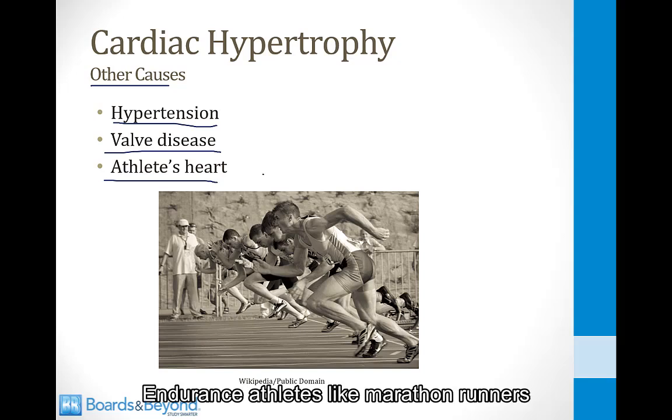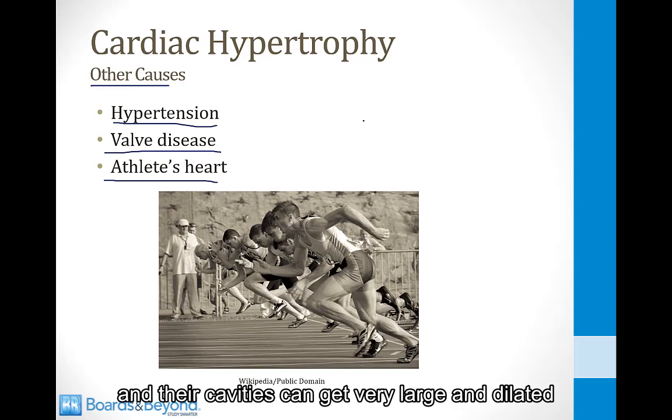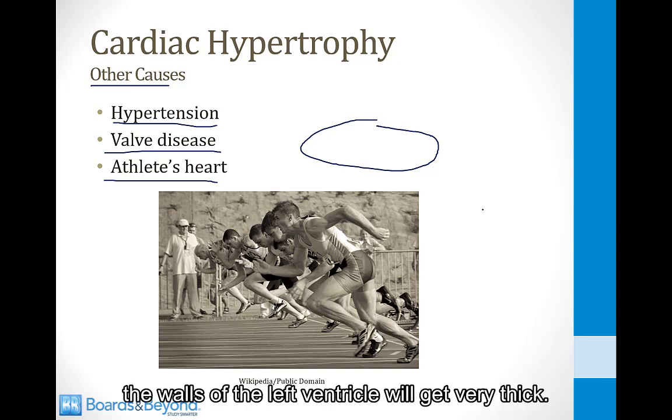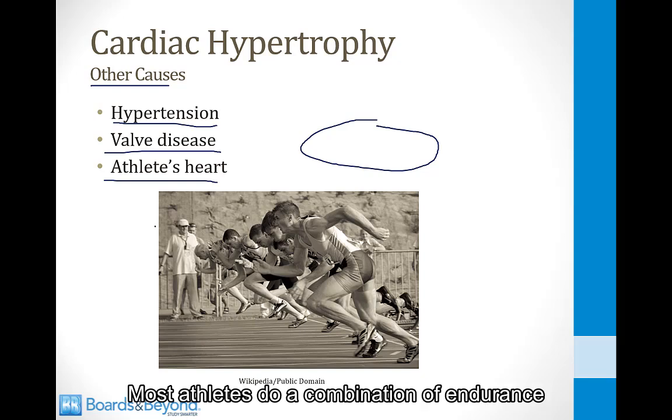Endurance athletes like marathon runners develop eccentric hypertrophy, and their cavities can get very large and dilated from that long distance running. Strength training like weightlifting leads to concentric hypertrophy, similar to the effects of hypertension. The walls of the left ventricle will get very thick. Most athletes do a combination of endurance and strength training.